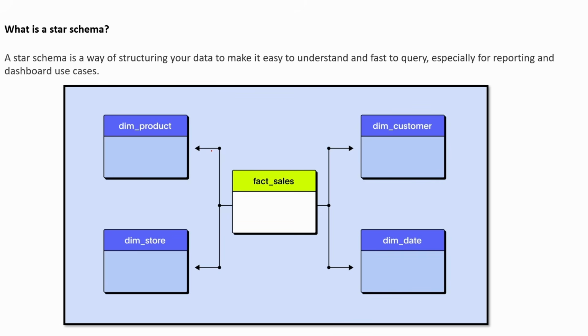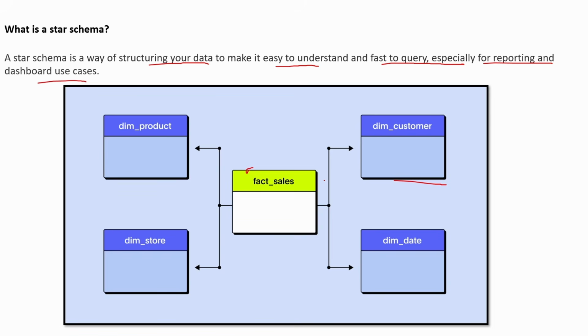Cool. Now let's discuss two of the most common database schema types for organizing analytical data, that is, star schema and snowflake schema. What is star schema? A star schema is a way of structuring your data to make it easy to understand and fast to query, especially for reporting and dashboard uses. At the center, we have a fact table, which contains all the measurable business data like sales, clicks, revenue, inventory changes, etc. Around it, we have the dimension tables that add context to each fact, right?